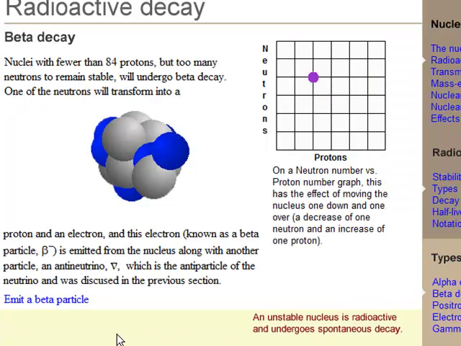A beta particle is a name given to an electron that is ejected from a nucleus in nuclear decay. When the beta particle is ejected, the number of protons increases by 1, and the number of neutrons decreases by 1.